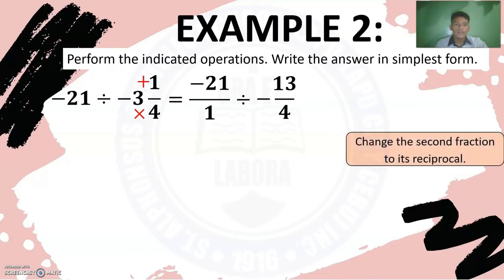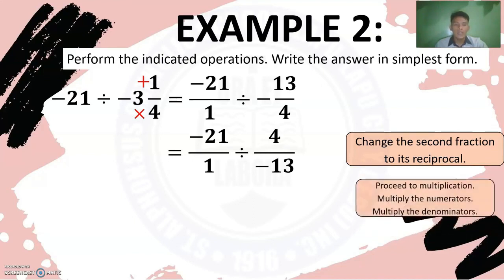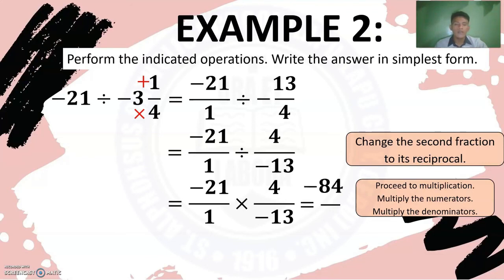Change the second fraction to its reciprocal. Negative 21 over 1 divided by the reciprocal of negative 13 over 4 is 4 over negative 13. Proceed to multiplication. Multiply both numerators and denominators. Negative 21 over 1 times 4 over negative 13 is equal to negative 21 times 4 is negative 84. 1 times negative 13 is negative 13.